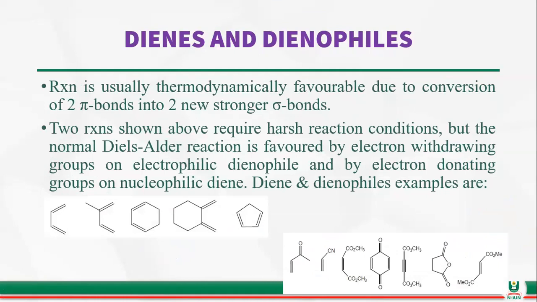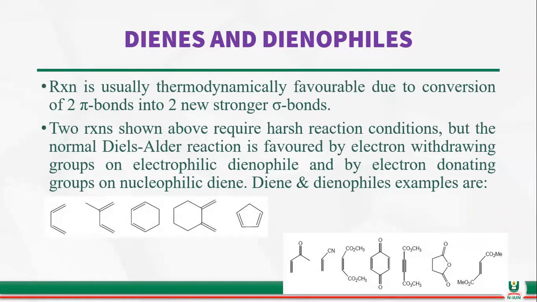The reaction is usually thermodynamically favored due to conversion of two pi bonds into two new, stronger sigma bonds. I hope you know that because we said it: you have two pi bonds in your diene, and you have one double bond in your dienophile. By the time they move, the product will have only one pi bond, and two sigma bonds will have closed up to form the six-membered ring.